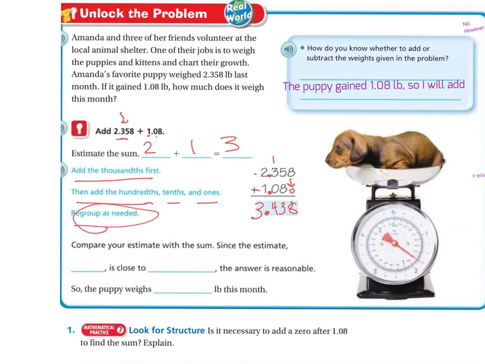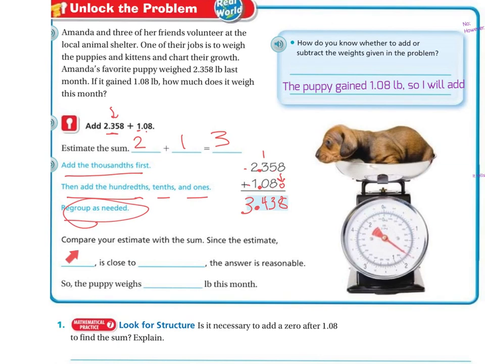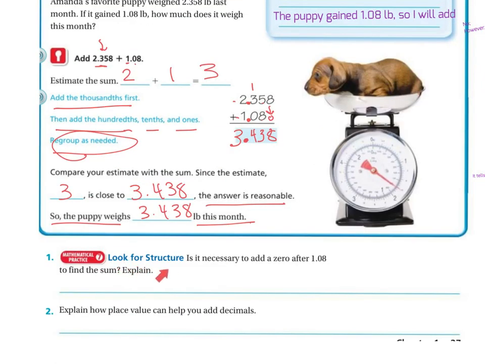So compare your estimate with the sum. Since the estimate 3 is close to 3.438, the answer is reasonable. So the puppy weighs 3.438 pounds this month.